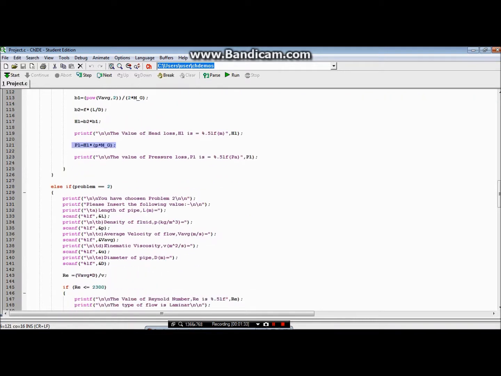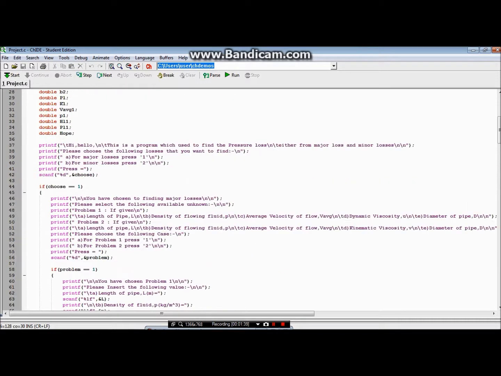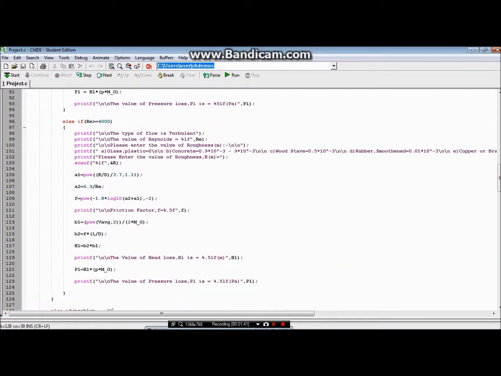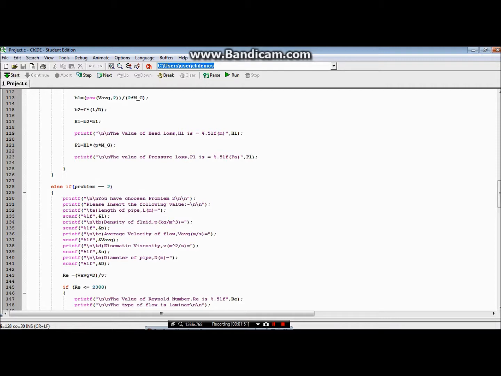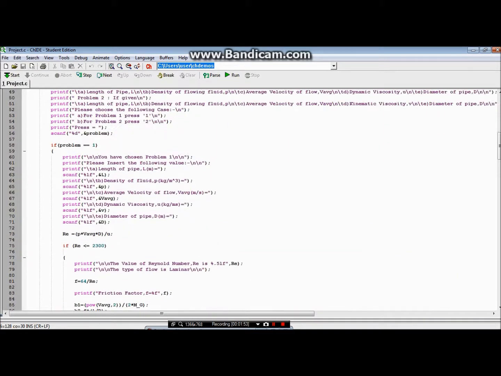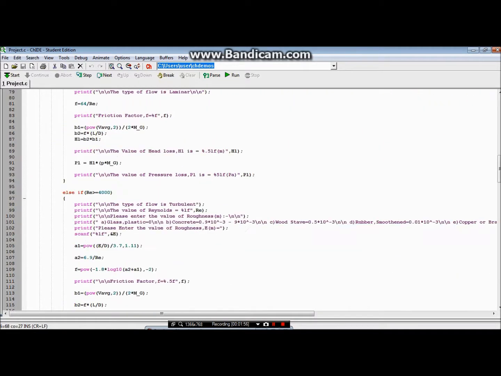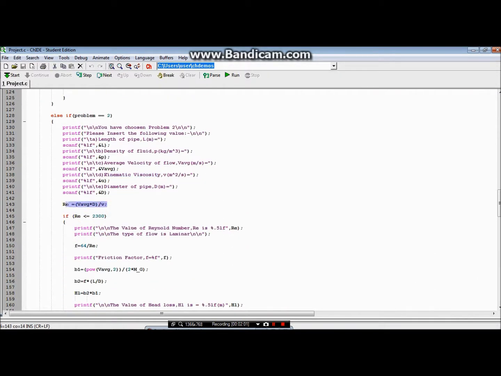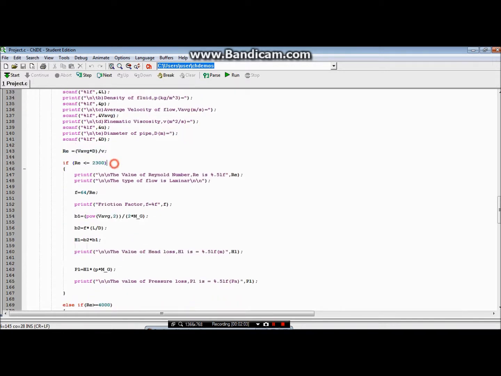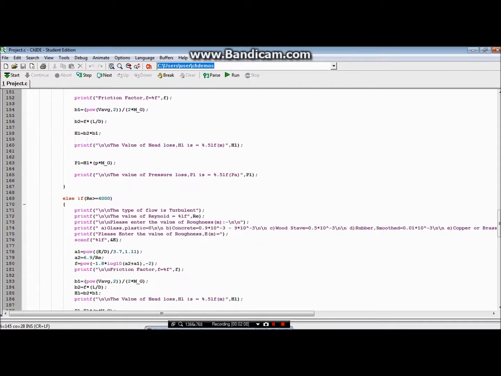Other than that, else if means the problem number two. If they choose problem number two, they have to enter the length, density of the fluid, average velocity, kinematic viscosity, and diameter of the pipe. The difference between problem 2 and problem 1 is that problem 1 uses the dynamic viscosity, but problem 2 uses the kinematic viscosity. So the formula also differs from the earlier one. We use the else and if statement as we used in CO4 to find the head loss and also the pressure loss.